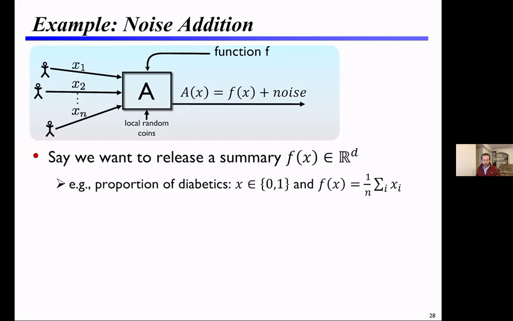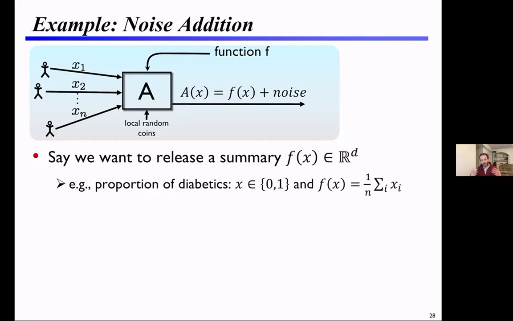Suppose we've got some summary in mind, some function f that we want to compute. It could be something simple like the proportion of diabetics, this thing we've been talking about over and over. But it could also be something a lot more complicated. It could be a covariance matrix, or some machine learning model that's been trained on our data set. It could be a long list of statistics that we compute separately, or some long vector that we compute based on the entire data in some complicated way.